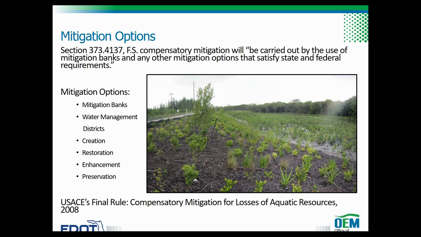As described in the Corps' final rule, Compensatory Mitigation for Losses of Aquatic Resources, 2008, compensatory mitigation can be carried out through four methods: the restoration of a previously existing wetland or other aquatic site, the enhancement of an existing aquatic site's functions, the establishment or creation of a new aquatic site, or the preservation of an existing aquatic site.